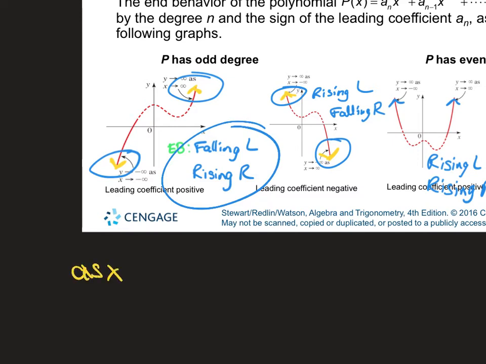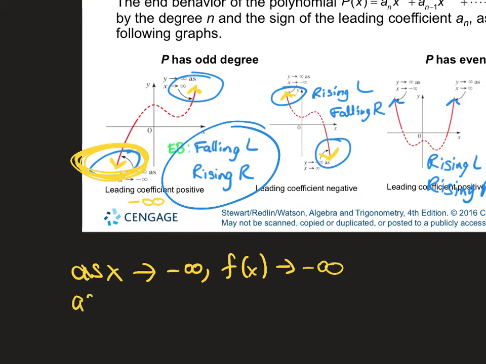So to write this, falling left, rising right: as x approaches negative infinity, f of x, that means y, is doing what? Look, guys. When I look on the left-hand side of the graph, which infinity is y getting closer to? Negative or positive? Think on the y-axis. What infinity is down here? Negative infinity.